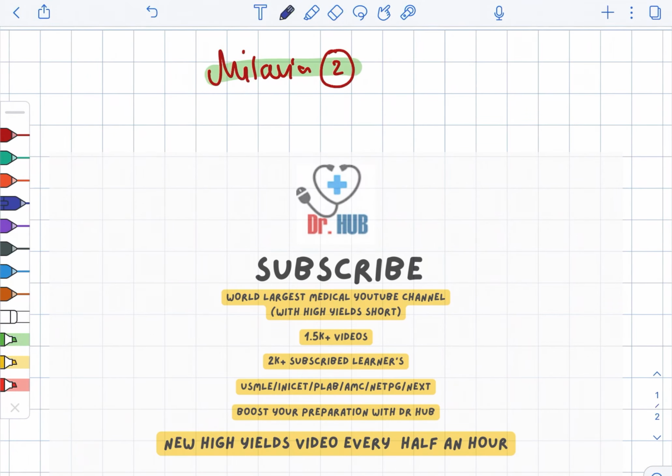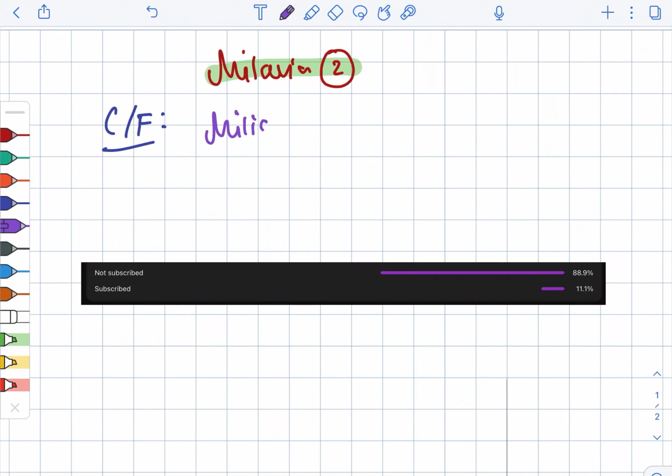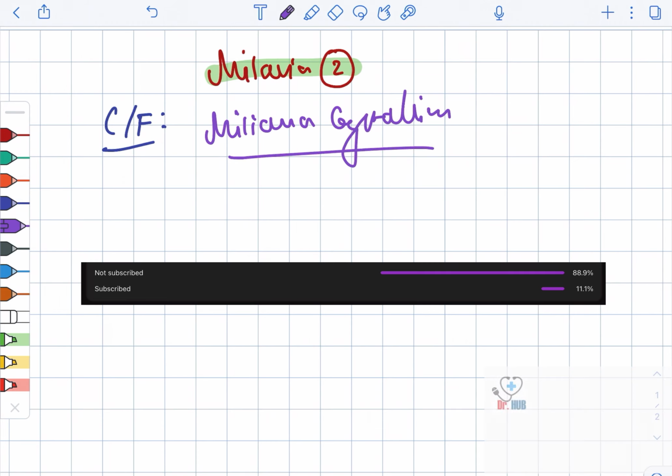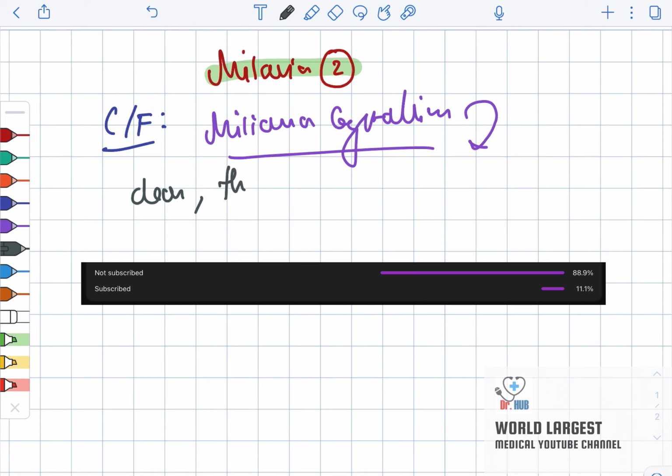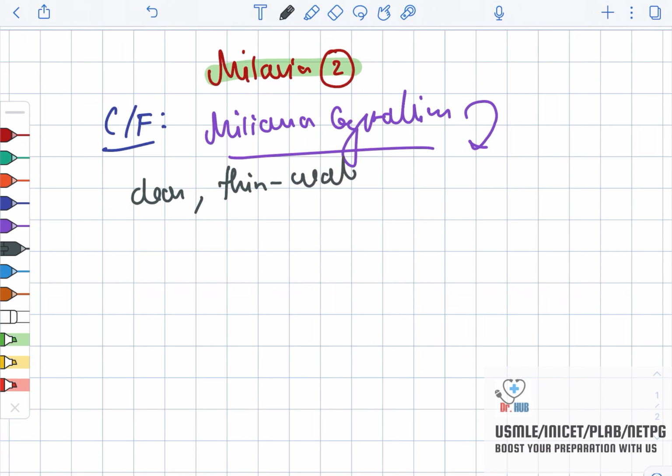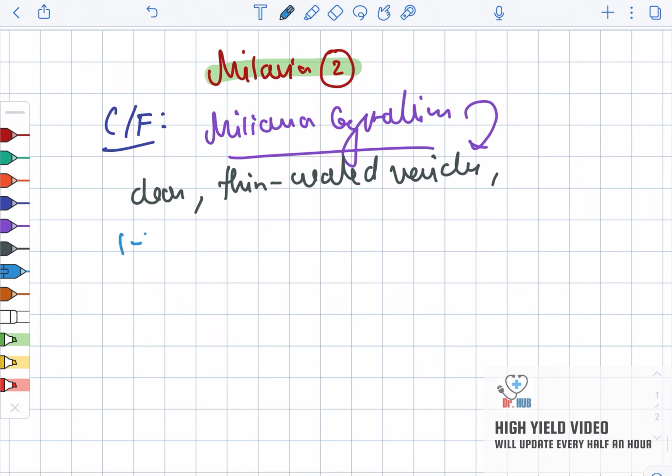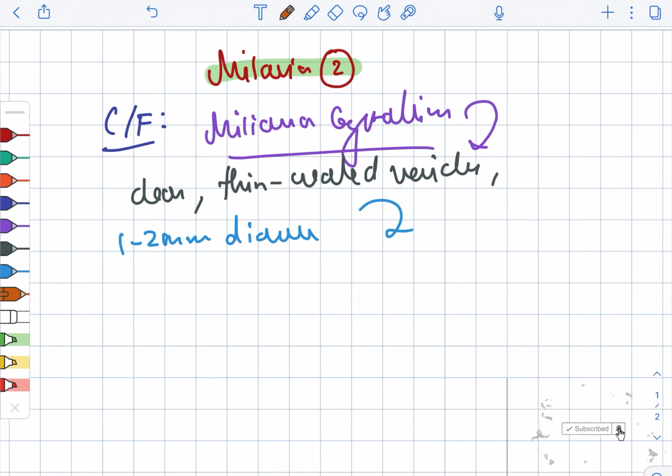Miliaria, continuing with it, we are looking at the clinical features. In clinical features, first one is the miliaria crystallina. So the miliaria crystallina is nothing but it's clear, thin walled vesicles, and looking at the diameter, it is 1 to 2 mm in diameter, and it is without an inflammatory areola.